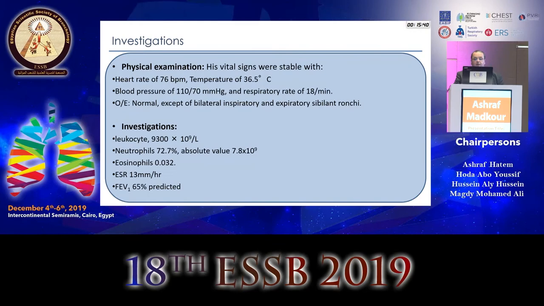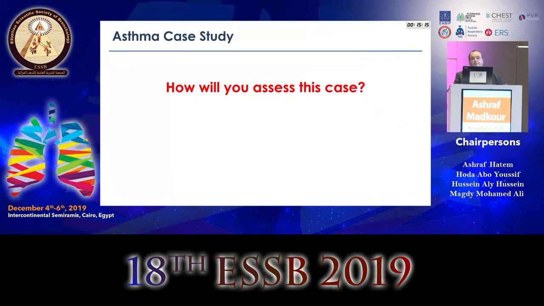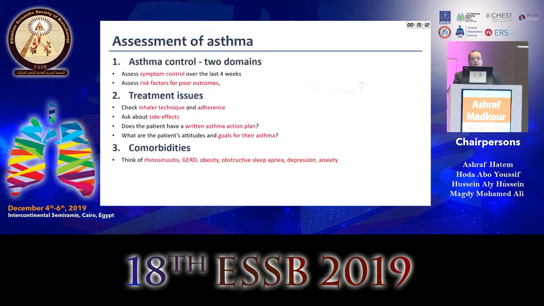فالphysical examination vital كان stable, the heart rate 67, the temperature 36, the blood pressure 110 over 70, respiratory rate 18, normal examination except for bilateral inspiratory expiratory sibilant bronchi. Investigation leukocyte count 9300, the neutrophils 72%, the eosinophils 302, the ESR 13, the FEV1 percentage predicted 65% of the predicted.